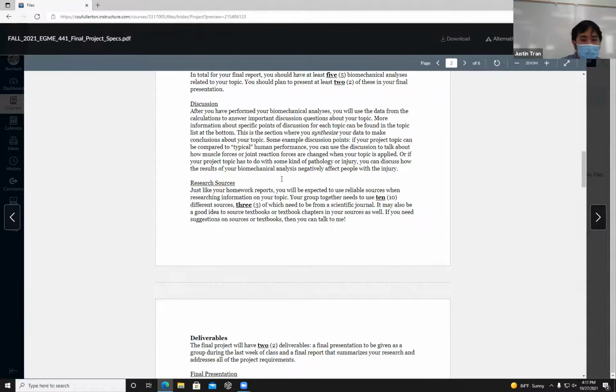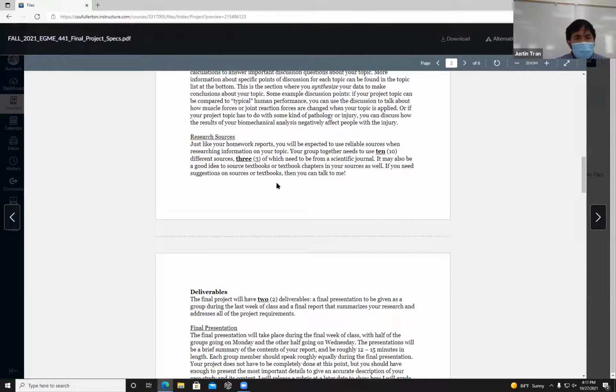All right. And so the last requirement, which is not something that you're explicitly going to write in your report, is the sources that you're going to use. Altogether, your group needs to have at least 10 different sources that you're going to use to put together the information for your project. 3 of these sources need to be from a scientific journal. Another good source that you can consider is textbooks.